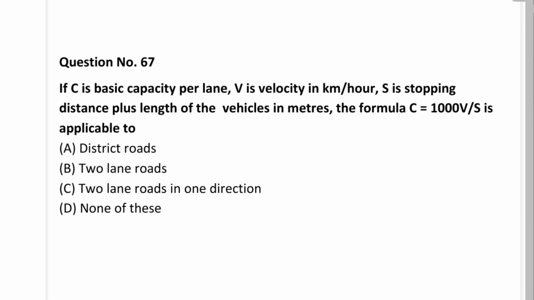So next question: if C is the basic capacity of a lane, V is the velocity in kilometer per hour, and S is the stopping distance plus the length of the vehicle in meter, then the formula C equals 1000 V by S is applicable to: option A, district roads; option B, 2-lane roads; option C, 2-lane roads in one direction; option D, none of this. So the correct answer is C, 2-lane roads in one direction.